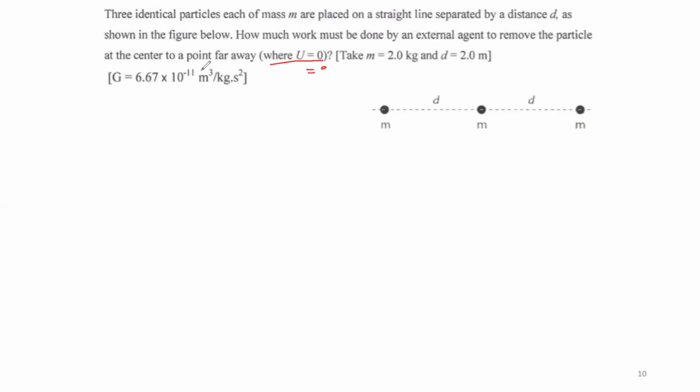6.67 times 10 to the power minus 11 newton multiplied by meter squared divided by kilogram squared. And if you put the newton in SI units, it gives you this unit, meter cubed divided by kilogram second squared. Anyway, here we have to use this. I need the work applied. So we know that delta K plus delta UG is equal to work applied, or work external. So here delta K is 0.